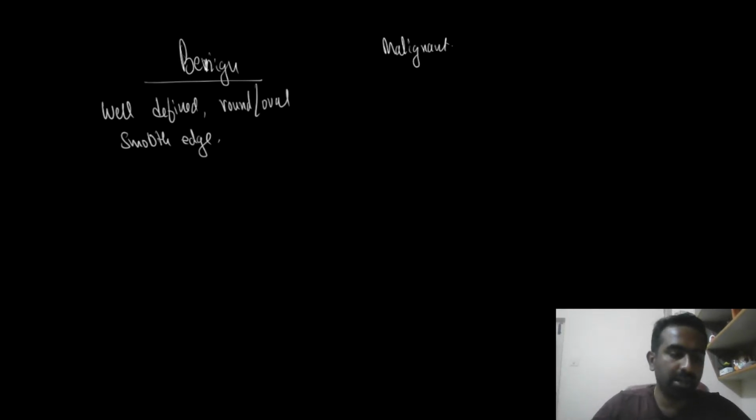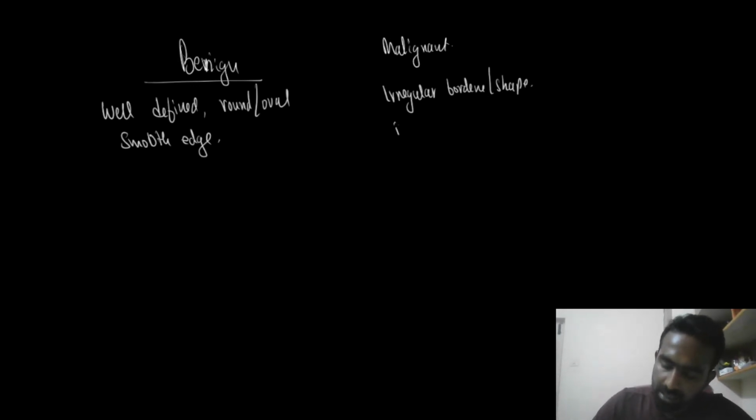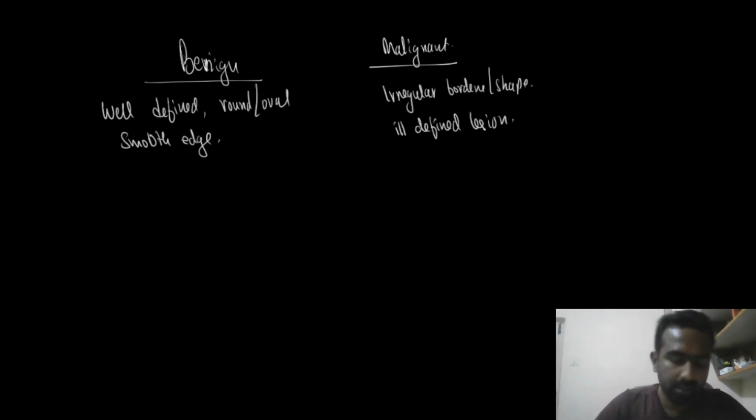If it is irregular in shape, or has irregular borders, or ragged edges, or ill-defined lesions, they are usually malignant. Okay.